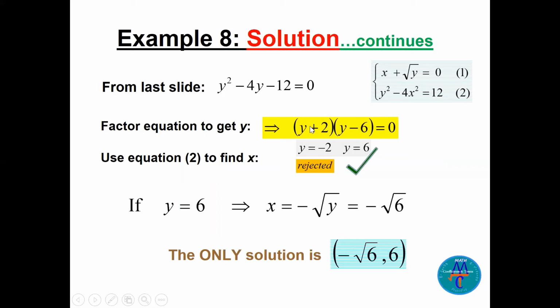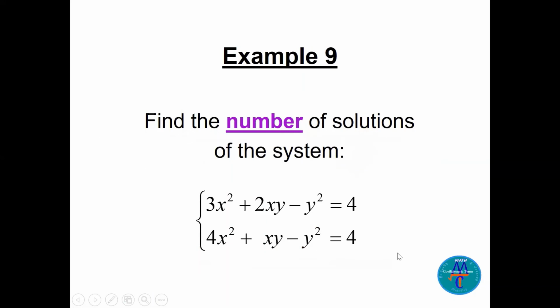Now, when you check the y values, see, we have square root of y. We cannot accept any negative y. This one is rejected. See, that's a little trick here. Y equals 6 is accepted. So if y is equal to 6, I put it here, and then x will be minus square root of 6. So the only solution is x equals minus square root of 6, y equals 6. That's the solution.